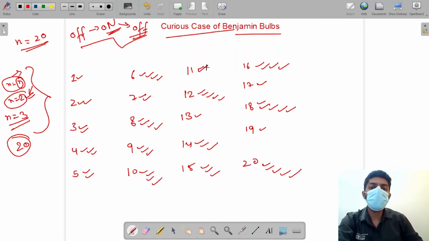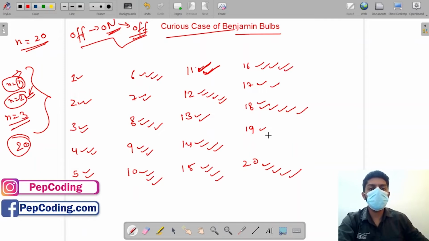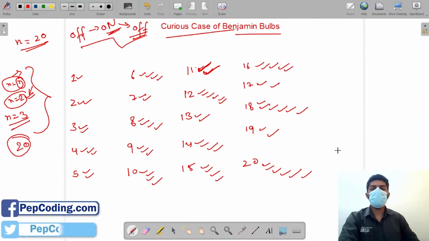Now, for n equal to 11, 11 is the only multiple in this range. So only 11 will be toggled, right? So this is one tick because for n equal to 1, and this is the second tick, n equal to 11. For n equal to 12 now, only 12 will be toggled. Similarly for n equal to 13, 14, 15, 16, 17, 18, 19, and 20.